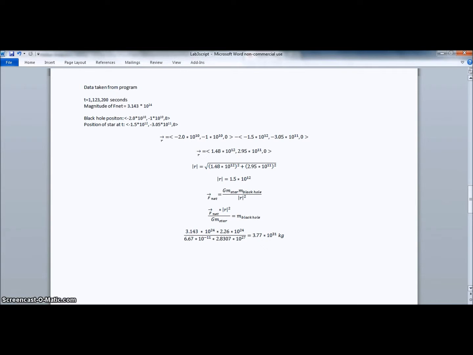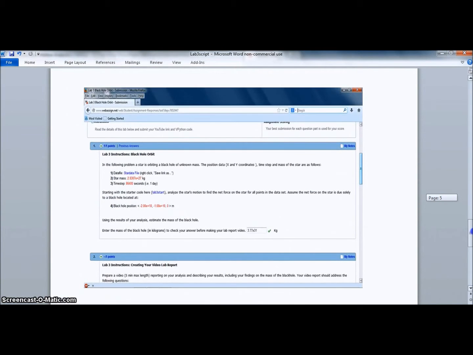Then, a distance vector was found by subtracting the position corresponding to the time chosen from the position of the black hole, which was given. The magnitude of this vector was then found. Using Newton's law of universal gravitation, we then had F-net as estimated by the program, the mass of the star, the magnitude of the distance vector, Newton's gravitational constant, and we could solve for the mass of the black hole. In doing so, the mass was found to be 3.77 times 10 to the 31st kilograms.